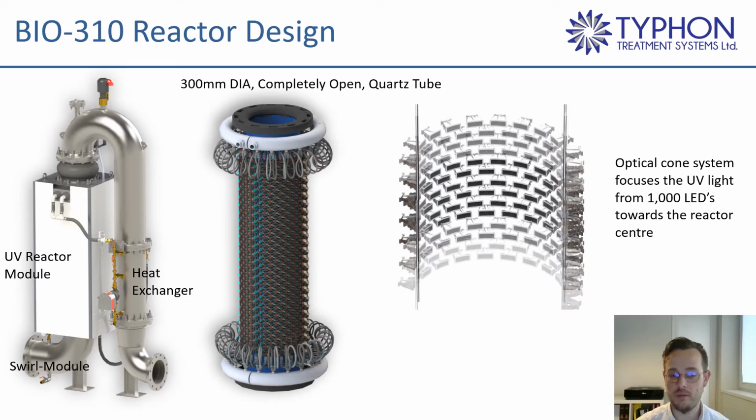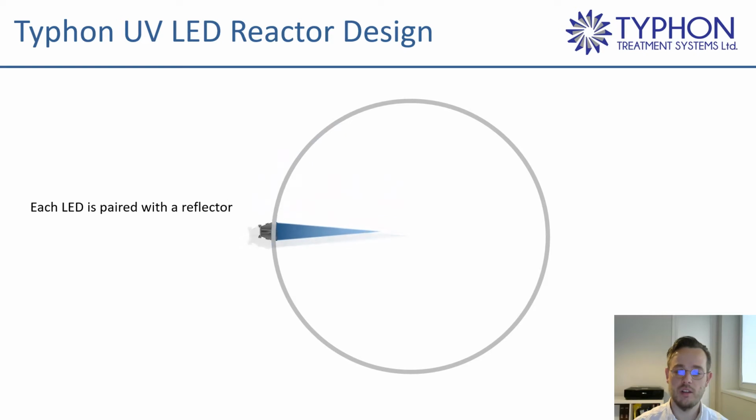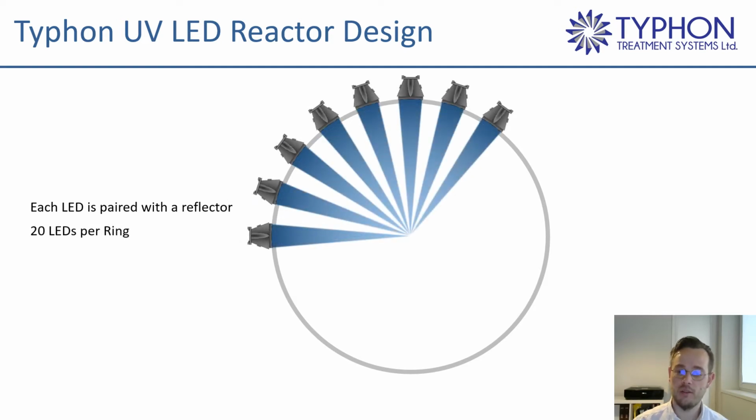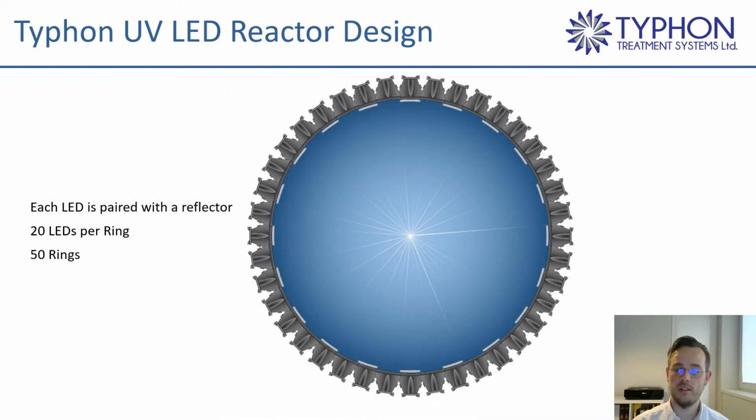The reactor itself is a 300 millimeters diameter, completely open inside a quartz tube, so the flow is going through a full bore 300 millimeters diameter of this quartz, and the LEDs are fitted on the side outside of the reactor, and they're paired with the reflectors. What the reflectors do, they form a beam of light by concentrating the light towards the center of the reactor, and as we have 20 of those LEDs per ring, and then the rings are alternated, that provides an evenly distributed UV intensity inside of our reactor.